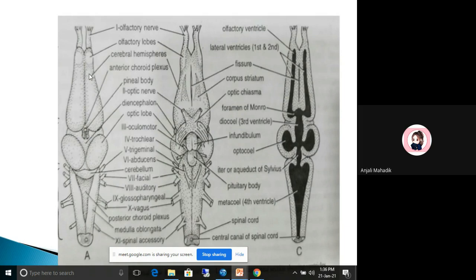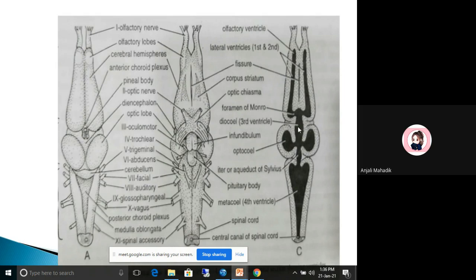Olfactory lobe, cerebral hemisphere, and diencephalon. The cerebral hemisphere cavity is called the lateral ventricle. The olfactory lobe cavity is called the rhinocele. Together, these form the union called the foramen of Monro.